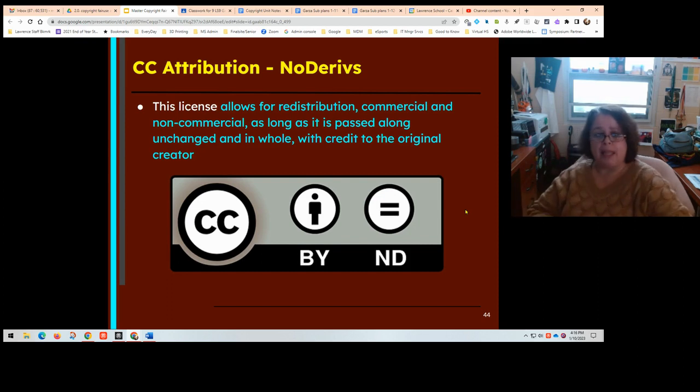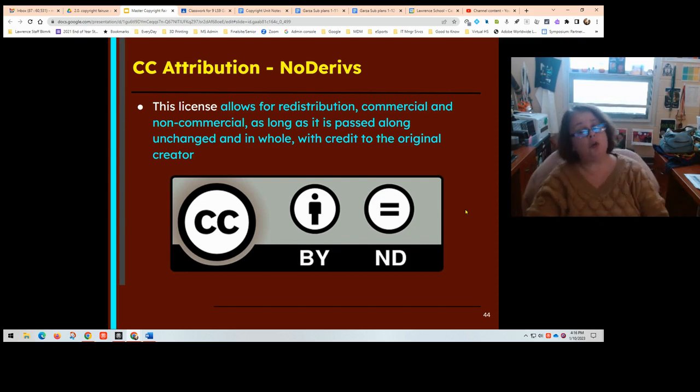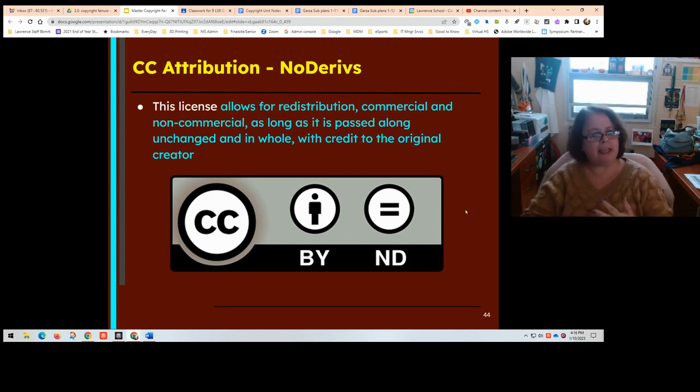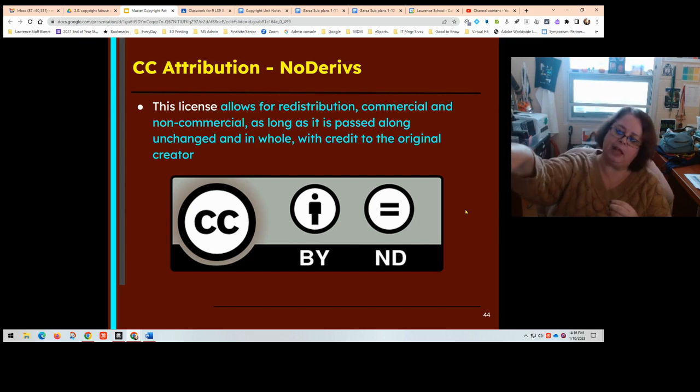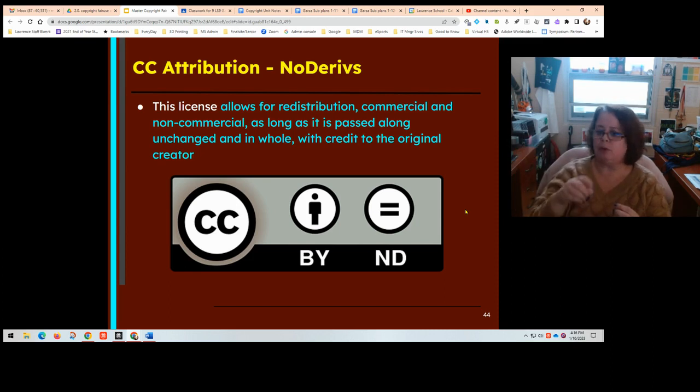The third type of license is called attribution no derivatives. And with this license, again, you're allowed to share it, and you can make money off of it or not, as long as you don't change it in any way and you credit the original creation. So in my story, if I'm using a song with this license in my movie, I have to use the original recording, the lyrics. I can't change anything.